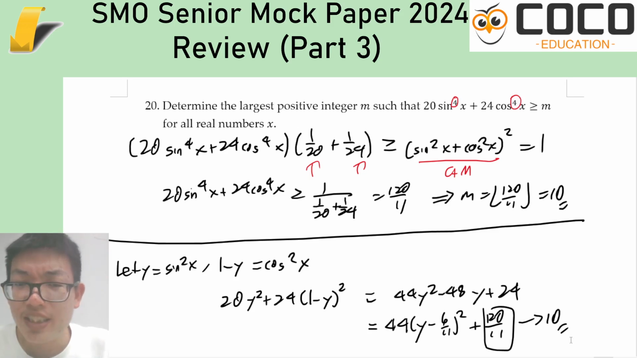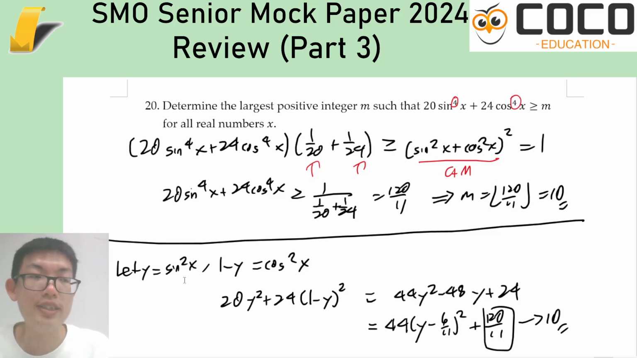I should say that equality can hold. Y can be certainly 6 over 11 when sine squared x is 6 over 11, which is possible since that's between 0 and 1. So no problems here. If you're doing Cauchy-Schwarz, you would technically need to check that the equality case is valid, which I will leave for those of you who prefer that. I'll leave you to check that it is also very much valid.